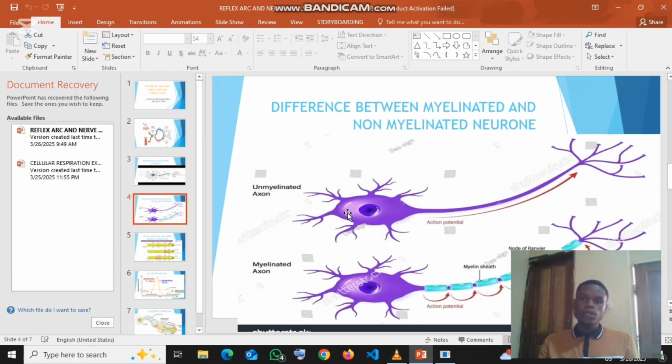Okay, when you look here, we are looking at the difference between myelinated and non-myelinated neurons. This is a non-myelinated neuron. It means that the axon has no myelin sheath. This is a myelinated neuron. The axon has myelin sheath, and the myelin sheath is produced by cells called Schwann cells. These are the two types of neurons, and we'll be discussing how nerve impulse is conducted across the axon of an unmyelinated neuron and across the axon of a myelinated neuron. We'll be seeing the differences.